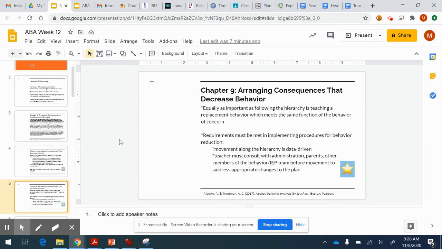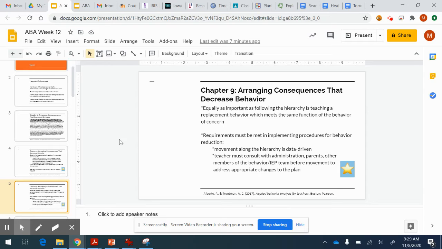Also, not mentioned in the book, but we'll talk a little bit about this week in class. We also want to make sure that we're not changing too many elements of the plan at once. So let's say we're starting off with a level 1 reinforcer to try and decrease the student's inappropriate behavior. And we decide that that is not working well because data is telling us that it's not working well. We would only want to make one change at a time.